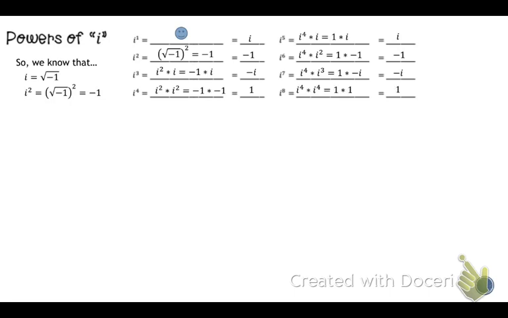Okay, so if you divide the exponent by 4 and it goes in evenly, it's going to be 1. If you have a remainder of 3, it's -i. If you have a remainder of 2, it's -1. And if you have a remainder of 1, it's just i. Okay? So notice this patterning here, which is kind of what I just talked about.